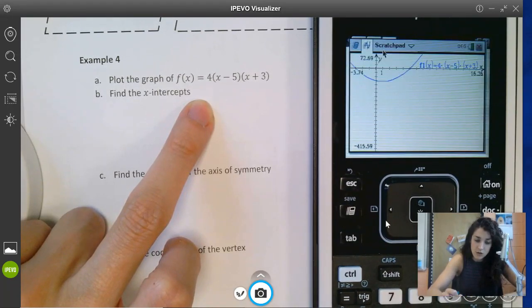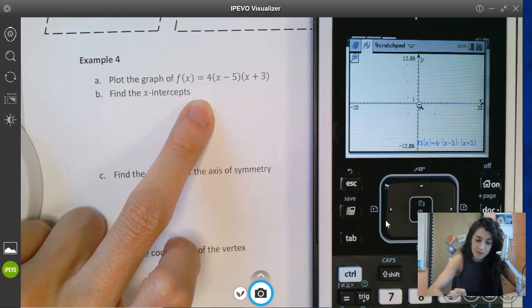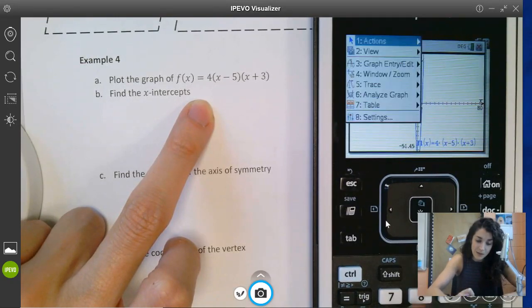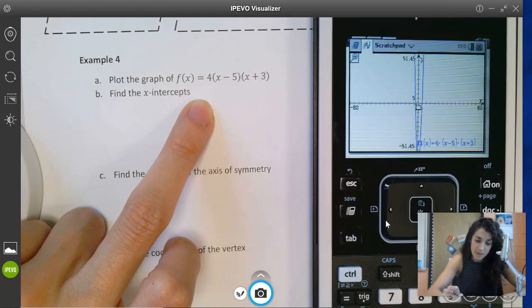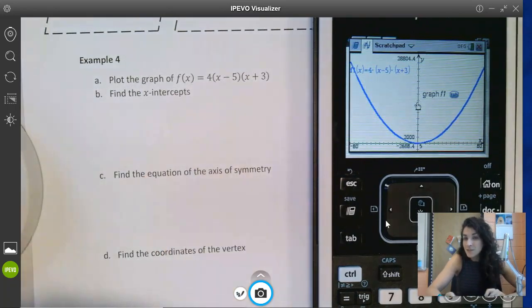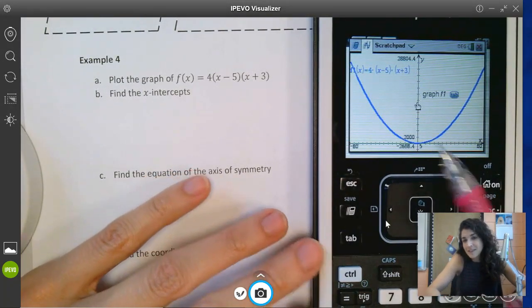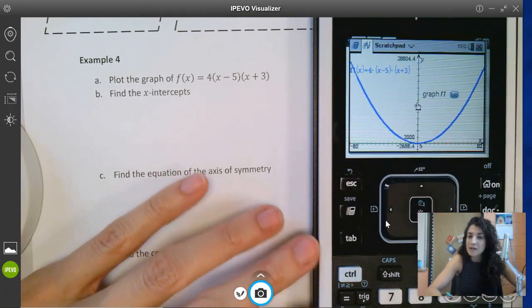I'm going to go to standard zoom. Maybe not. Zoom out. Whoa, weird. Menu, zoom. I'll do fit and see what happens. All right, it's a weird looking graph. So the zoom is acting all weird, but that's pretty much what it looks like.